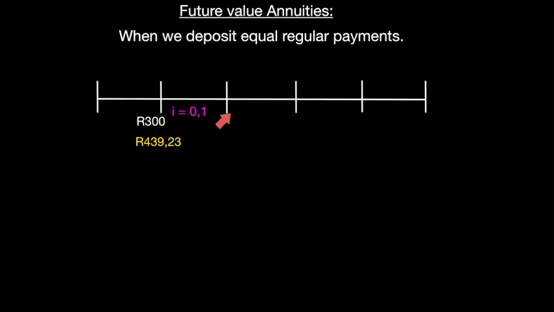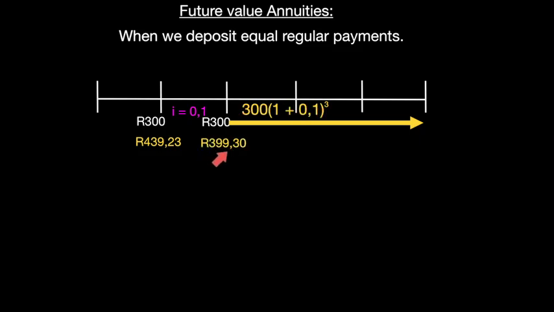At the end of the second year, we make another 300 Rand deposit. That 300 Rand is also going to grow with the 10% for the next 1, 2, 3 years. So that's going to be 300 and in brackets 1 plus 0.1 to the power of 3. And that gives us a future value of 399 Rand and 30 cents. At the end of the third year, we make another 300 Rand deposit. And that 300 Rand is going to grow with 1, 2 years. So that's going to be 300 and in brackets 1 plus 0.1 to the power of 2. And that accrues to a future value of 363 Rand.